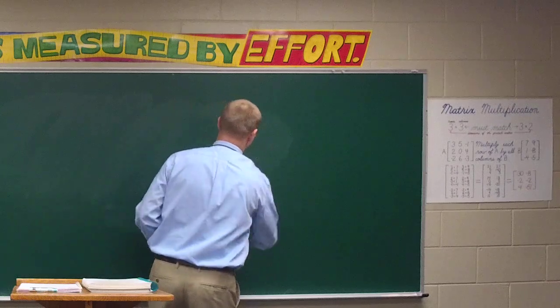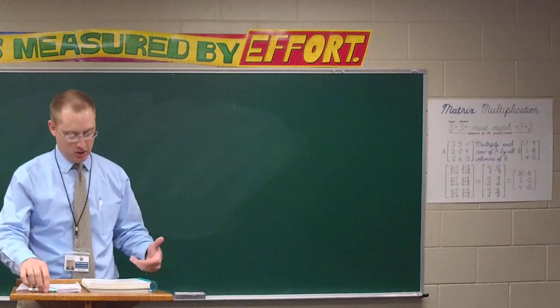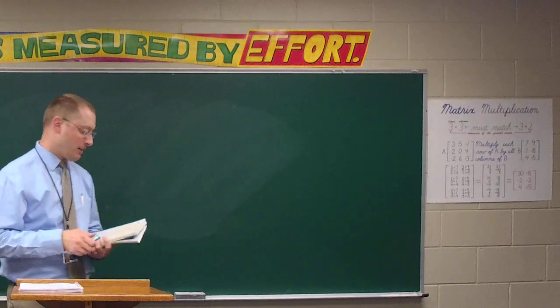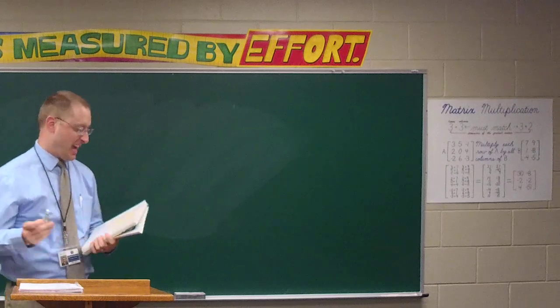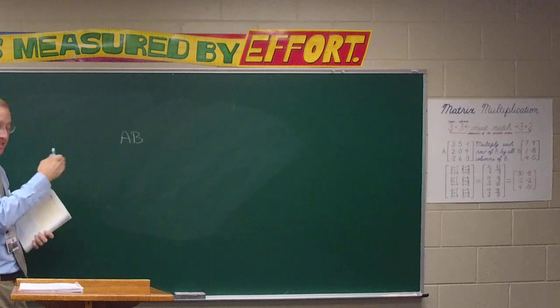Page 277 in your textbooks. Let's look at some actual matrices and see how we would do this. They give us two matrices here on page 277, and they ask, can you multiply A, B in that order, A times B?